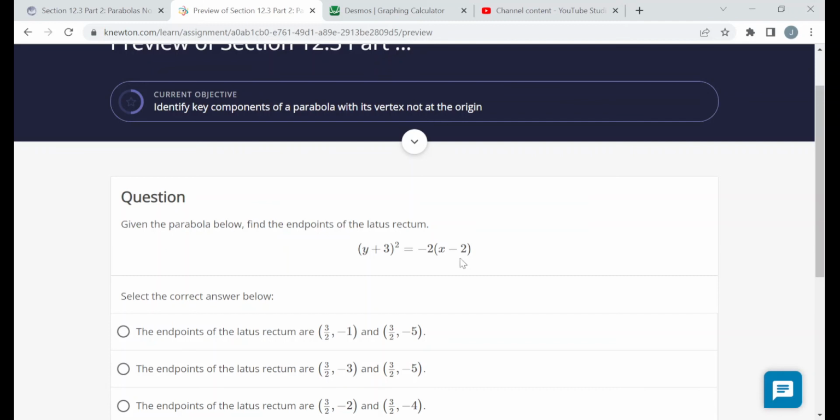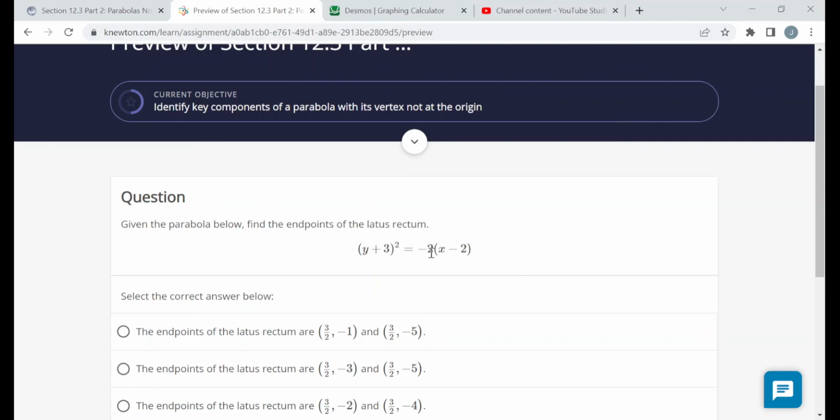The vertex would be at (2, -3): 2 for x, negative 3 for y. And it's going to open to the left. The value of p would be negative 1/2, right? 4p would be negative 2, so p would be negative 1/2. So the vertex is (2, -3), but I move that to the left 1/2 for the focus. So the focus is at 1.5 or 3/2, negative 3.